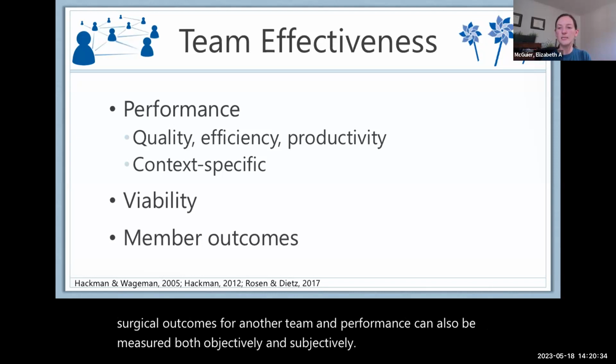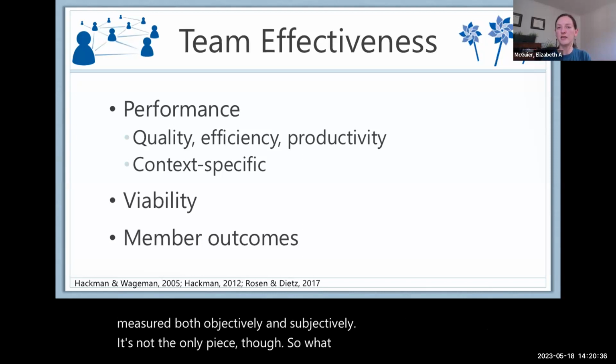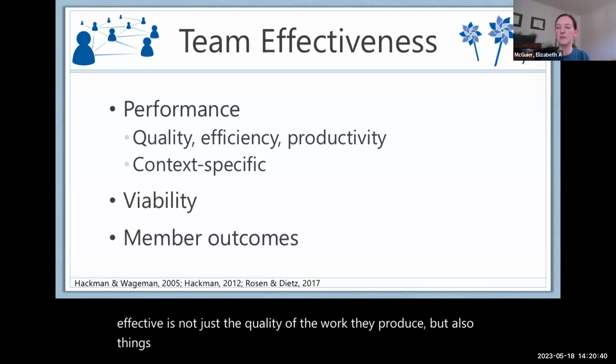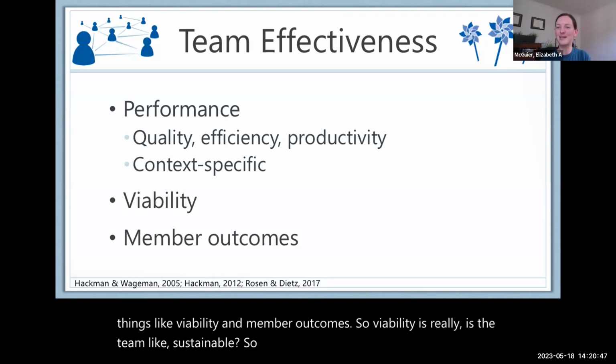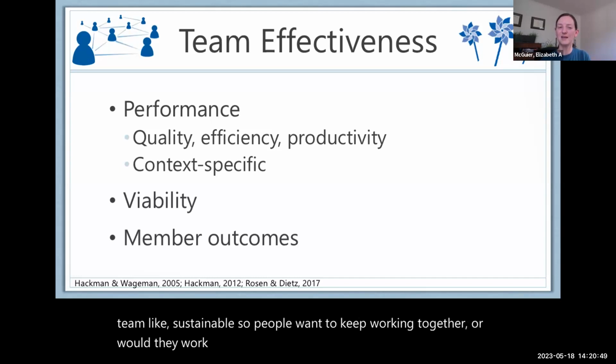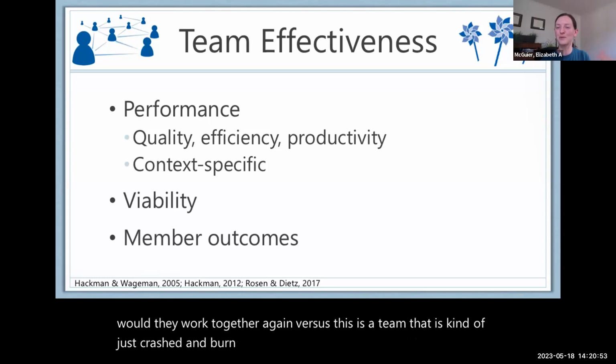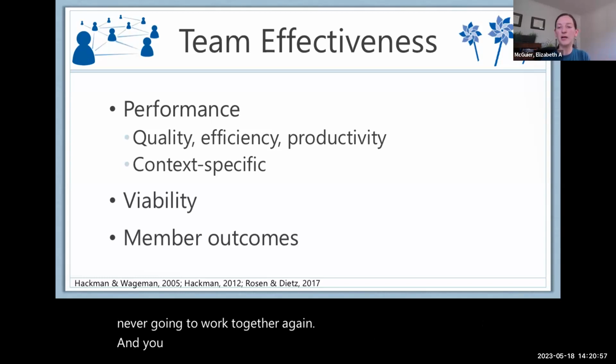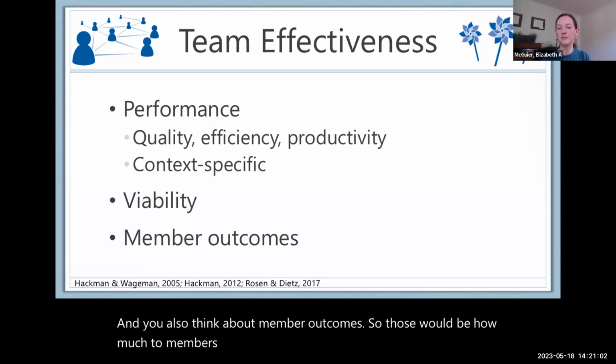It's not the only piece though. So part of what makes a team effective is not just the quality of the work they produce, but also things like viability and member outcomes. So viability is, is the team sustainable? Do people want to keep working together or would they work together again? Versus this is a team that's kind of just crashed and burned. So maybe it produced great work, but it's never going to work together again. You can also think about member outcomes. So those would be how much did members learn and grow and develop from being part of this team.